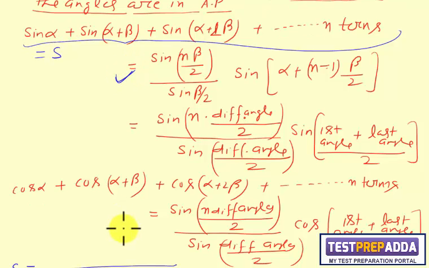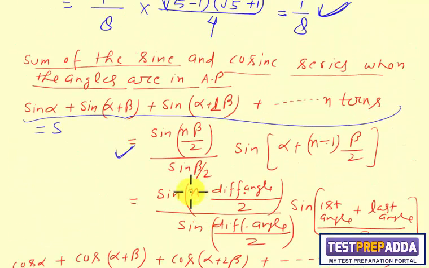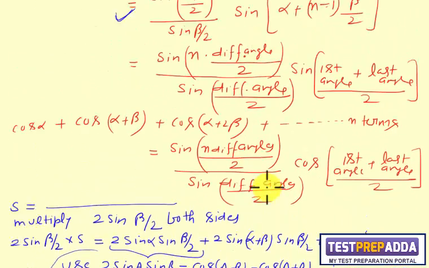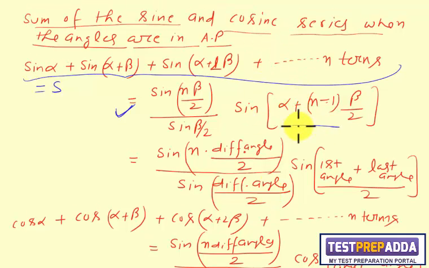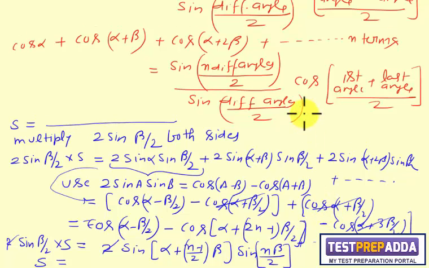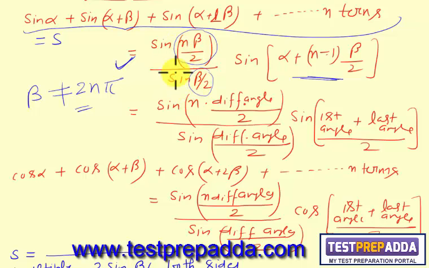Sine n beta by 2, divided by sine beta by 2, and inside the sine you have alpha plus (n minus 1) beta by 2. The angle beta cannot be an even multiple of pi. Please note here it is n beta by 2, here beta by 2. So beta should not be equal to 2n pi, otherwise it will become the case of 0 by 0. Got the idea?